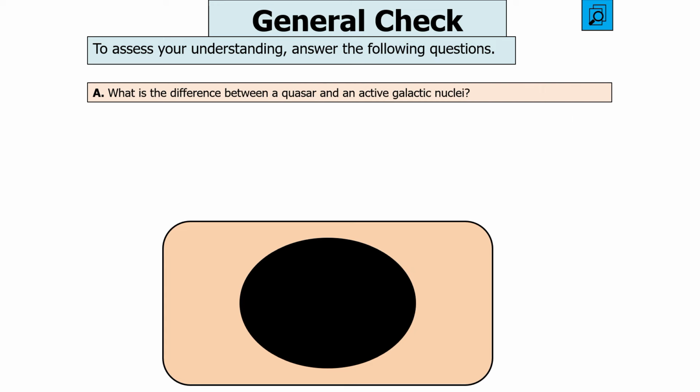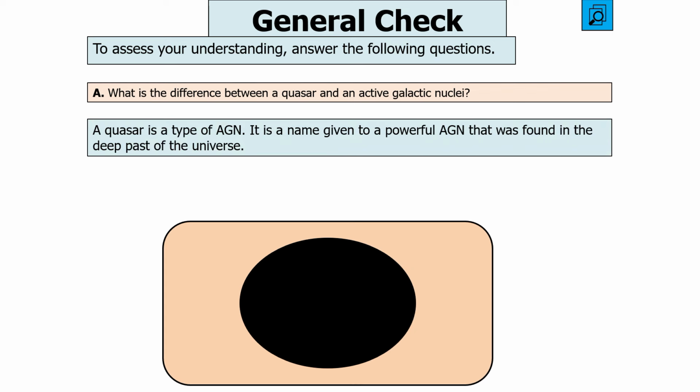What is the difference between a quasar and an active galactic nucleus? A quasar is a type of active galactic nucleus. It's a name given to a powerful AGN that was found in the deep past of the universe.